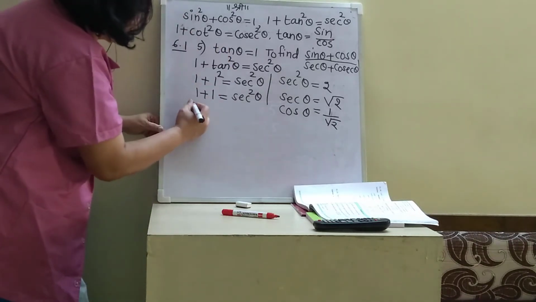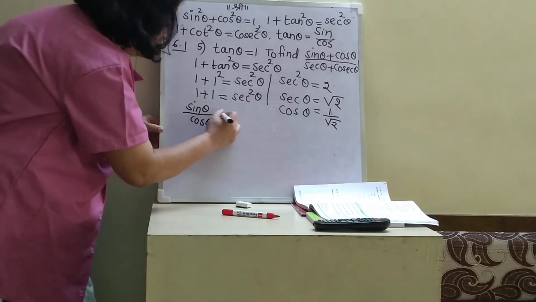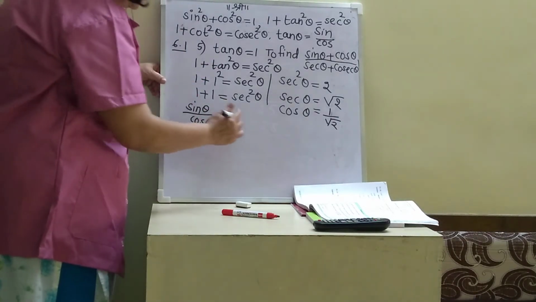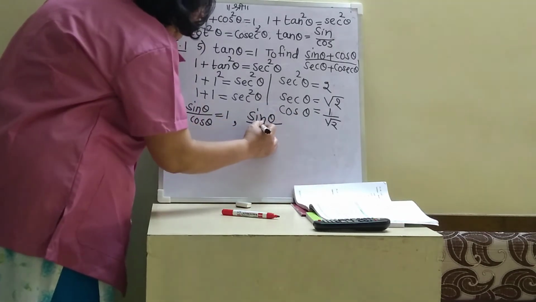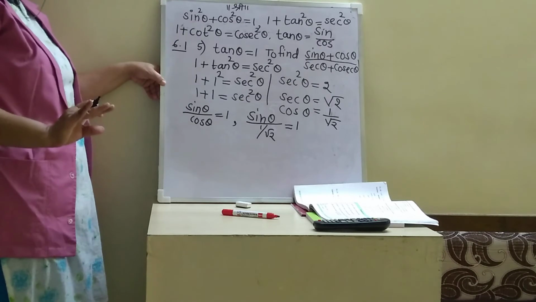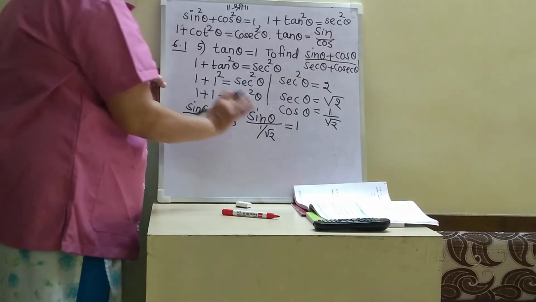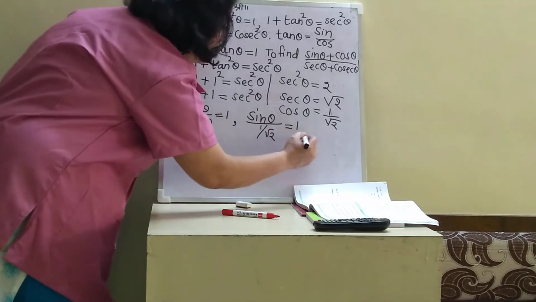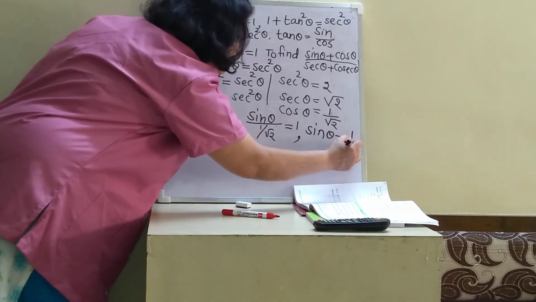I have tan theta. Tan theta means what? Sin theta upon cos theta is equal to 1 because tan theta equal to 1. Now, in place of cos theta, if I put the value, what am I going to get? Sin theta upon 1 upon root 2 is equal to 1. Are you confused? What I have done is, in place of cos theta, I kept the value 1 upon root 2. Nothing else. Now, take 1 upon root 2 to that side by cross multiplication. So, I will get sin theta is equal to 1 upon root 2.